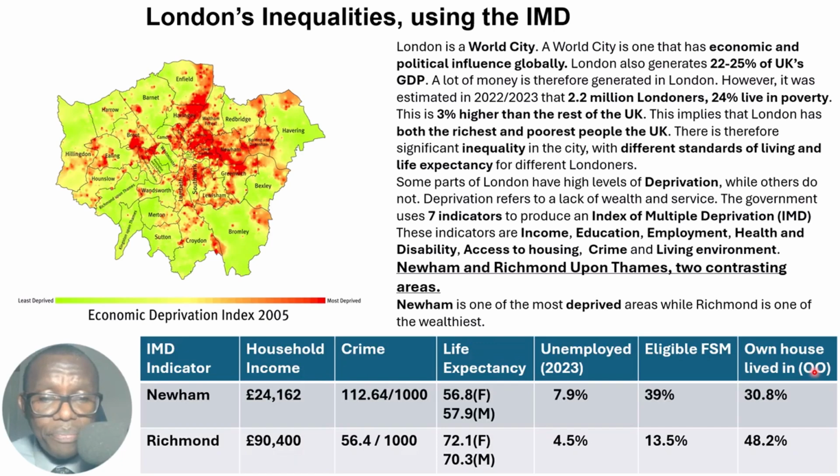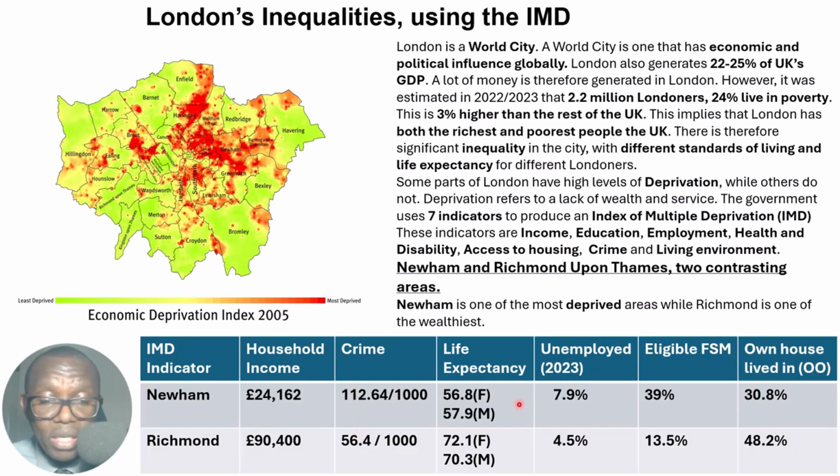And the first one that we'll start off with is household income. And as you can see here, for Richmond, the household income is £90,400 a year on average. And for Newham, it's 24,000, which is substantially lower. Then in terms of crime rates in Newham are 112.64 per 1,000. And then in Richmond, they are 56.4 per 1,000. Again, that is almost half, okay, in terms of crime.